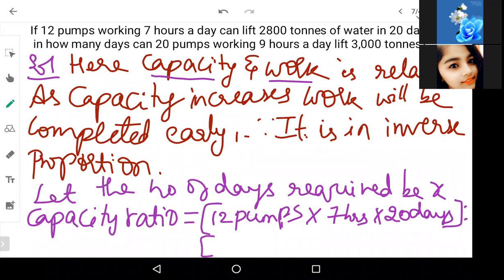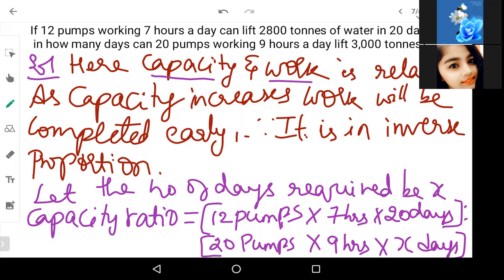Now, the second part of the ratio is same way 20 pumps are there in the second sentence if you see the question, and they are working for 9 hours every day, but number of days we don't know. So we will write it as X days. This is the capacity ratio. The number of pumps into the number of hours they work and into the number of days. Now, if you multiply 12 into 7 into 20, how much do you get?